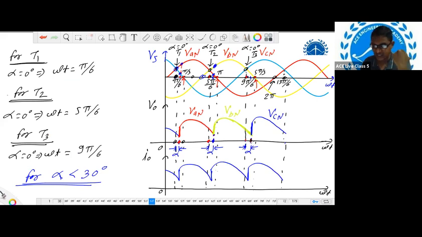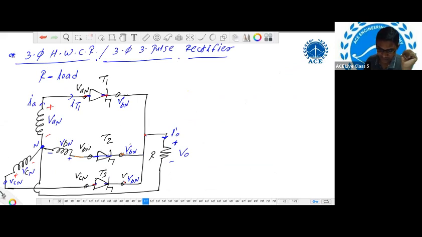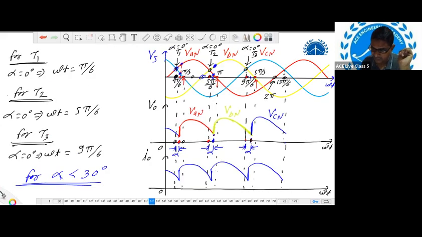Now you can check at this instant when thyristor T3 turns on, or before that, please check at this instant whether thyristor T3 will be in forward bias mode or reverse bias mode. You can check here, because when T2 is in conduction mode, the voltage at the cathode of thyristor T3 is VBN, anode voltage is VCN. So check the VCN and VBN values at the instant of triggering of thyristor T3. Instant of triggering means nothing but this point here.